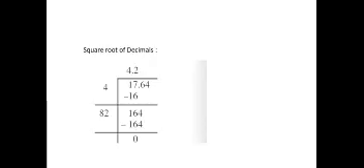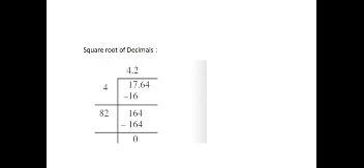Next, see how to find the square root of decimals. For example, 17.64. Here, the steps for finding the square root of 17.64 are shown. To find the square root of a decimal number, we put bars on the integral part of the number in the usual manner and place the bar on the decimal part.